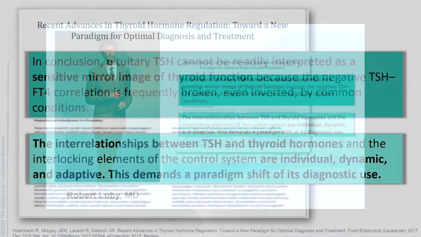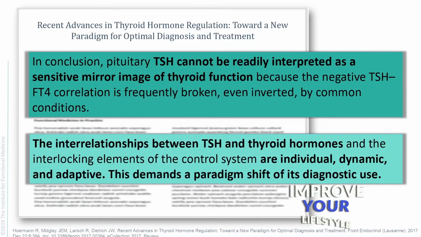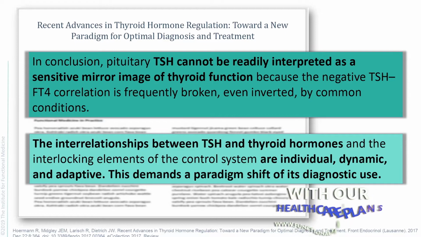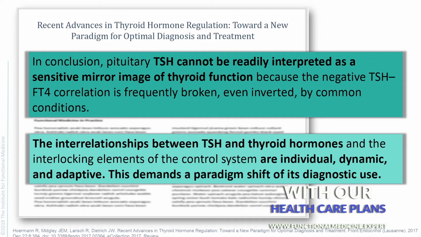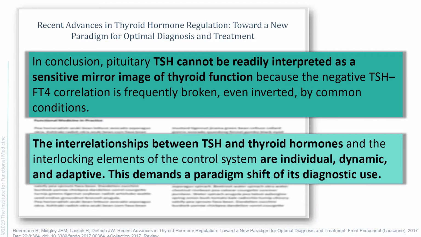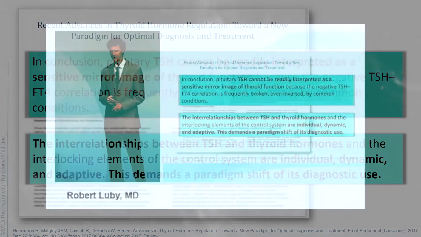2017 research reinforces that when T4 goes down, TSH does not necessarily go up. What they're calling this is tracking. Sometimes when T4 goes down, TSH tracks with it and goes down also, explaining the normal TSH in people with low thyroid function. This demands a paradigm shift of the diagnostic use of TSH.